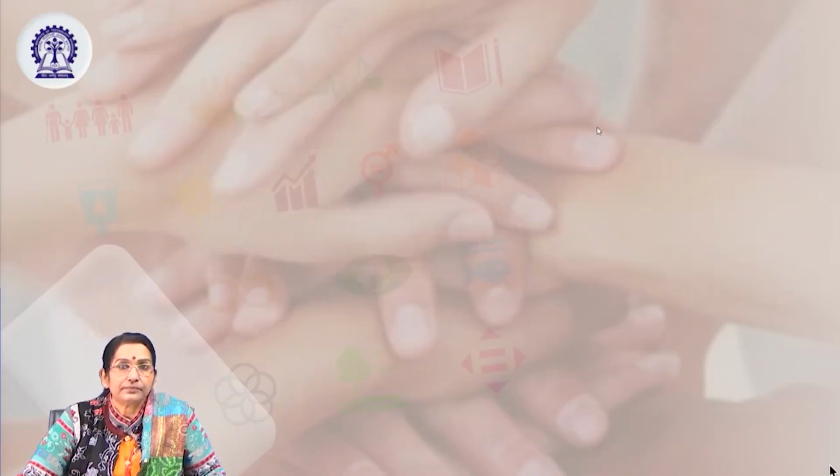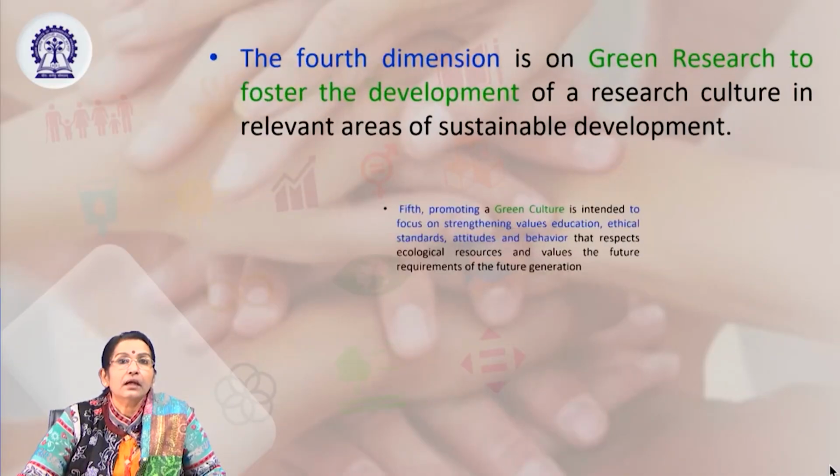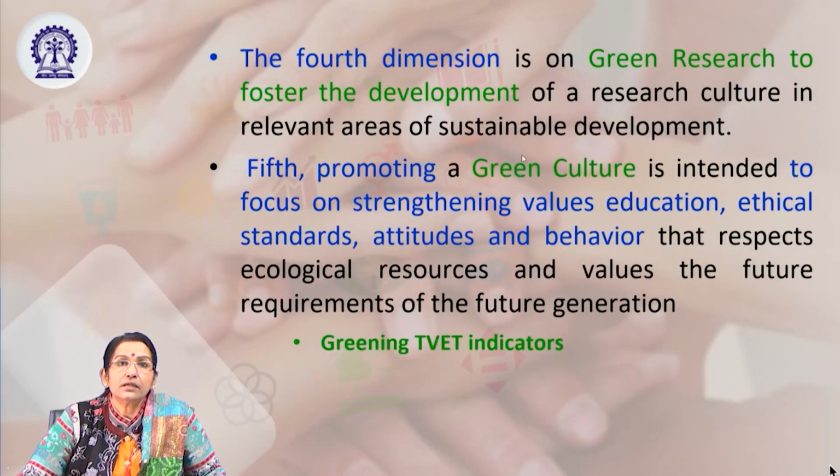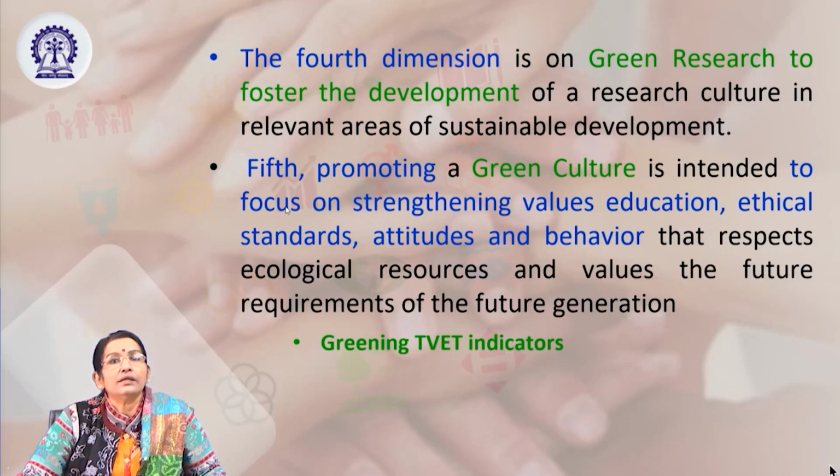Then the fourth dimension is green research, to foster the development of a research culture within the framework of sustainable development. The fifth dimension is promoting green culture, to focus on strengthening the values, ethos, ethical standards, attitude, and behavior that respects ecological resources and values the future requirement of future generations. So, that is again the greening TVET indicators.